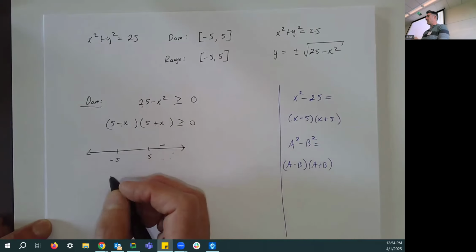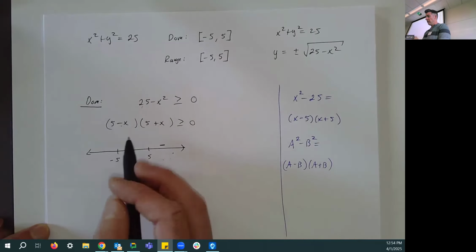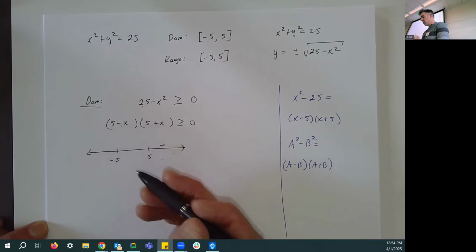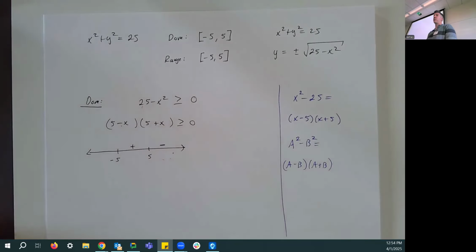Great. Let's pick something between negative 5 and 5, like 1. 5 minus 1 is positive. 5 plus 1 is positive. Their product is still positive. And again, it wouldn't have mattered if I picked 1 or 2 or 3 or pi or negative 4. Any number between negative 5 and 5 will produce the same result.